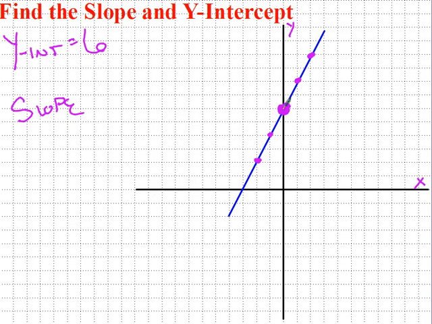So if I were to go just from here to here and I'm trying to find my rise and my run, or my rate of change, or my slope, it goes up 2. So my rise is 2. My run is 1. Up 1. So my slope is 2 over 1, which is just 2. If I had to write the equation, it would be y equals my slope times x plus my y-intercept, which is 6.